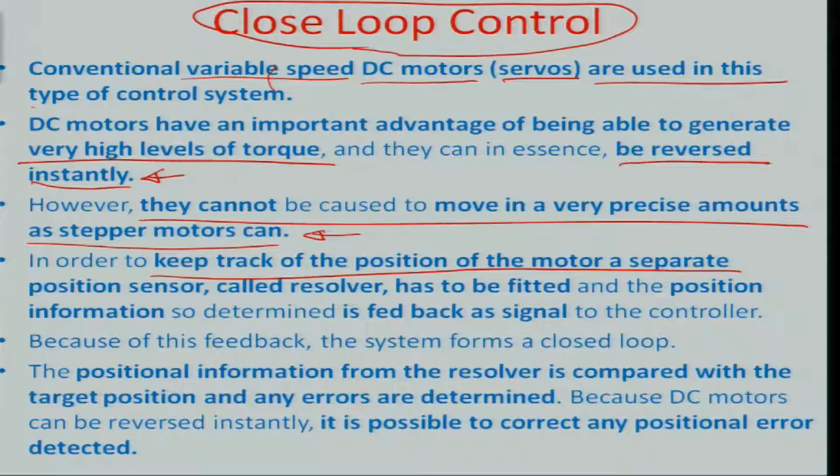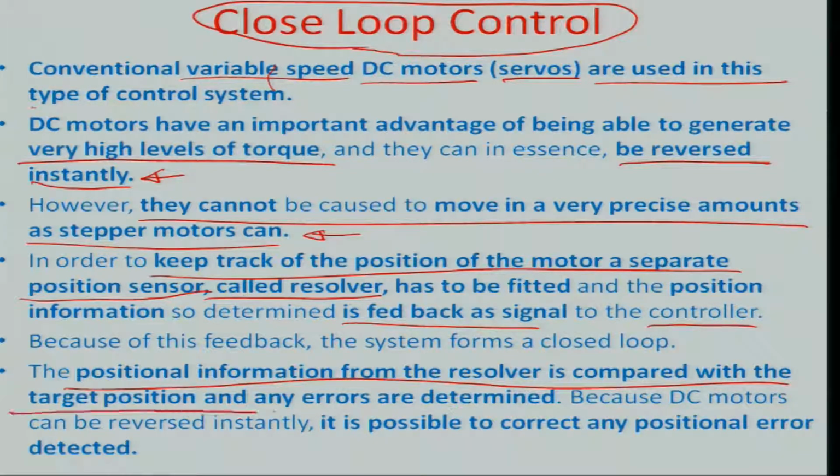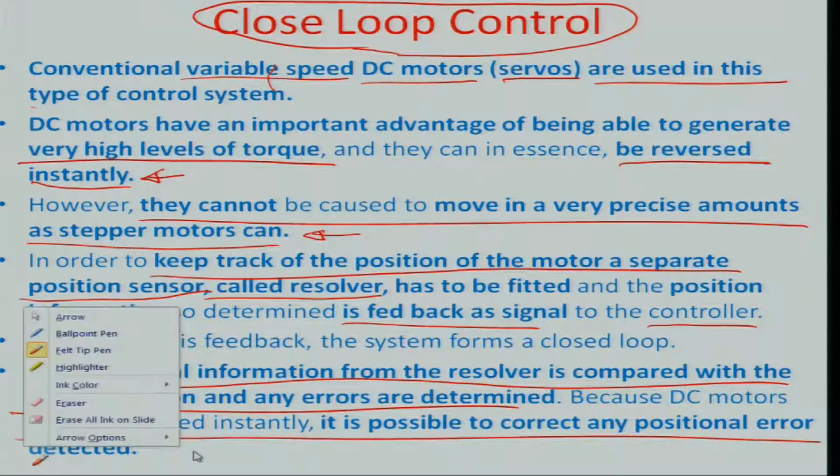So in order to keep track of the position of the motor, you need a separate position sensor, also known as a resolver, and this has to be fitted definitely to monitor how the motor is performing in terms of its position. And the signal is now fed back. Okay, so that is why it is a closed loop: the signal is fed back, and the motor can sometimes even be reversed in order to accurately come back to the position in question. Okay. So this positional information from the resolver would be compared with the target position, and the errors are then determined accordingly. Because DC motors can be reversed instantly, it is possible to correct any positional error detected.